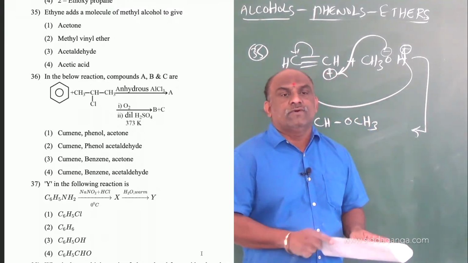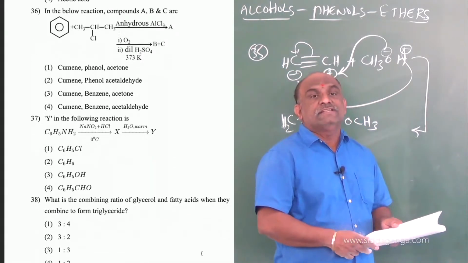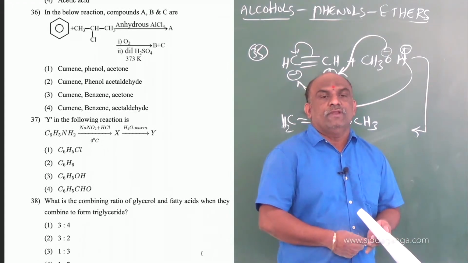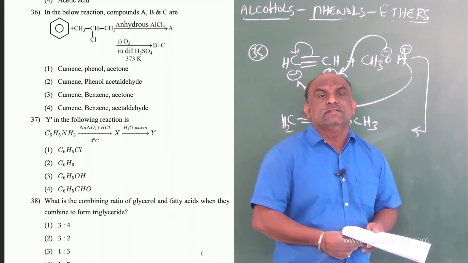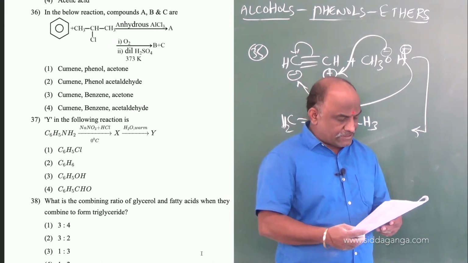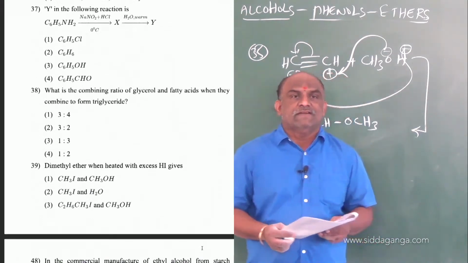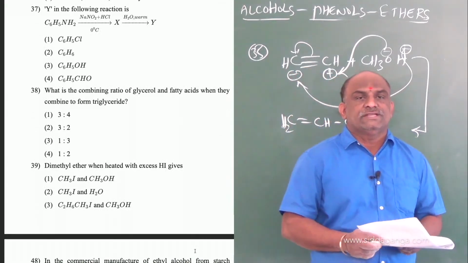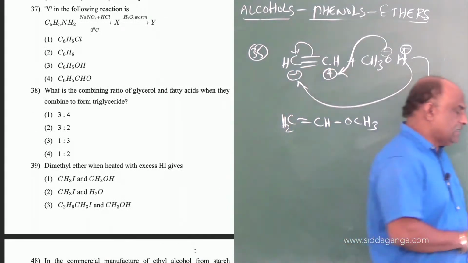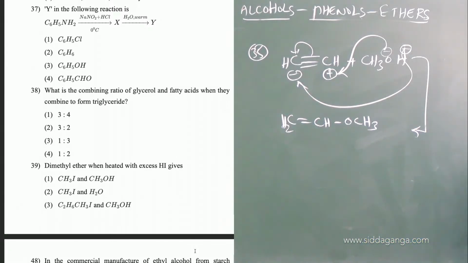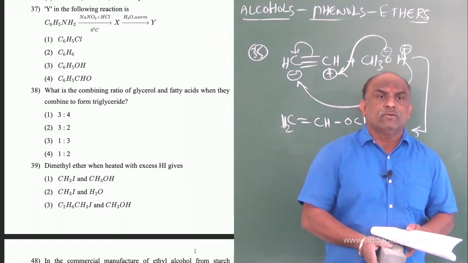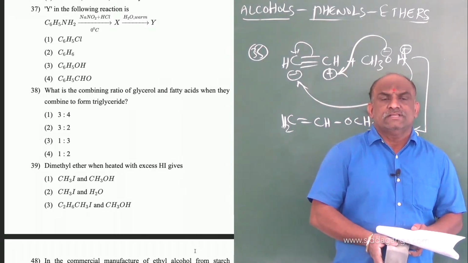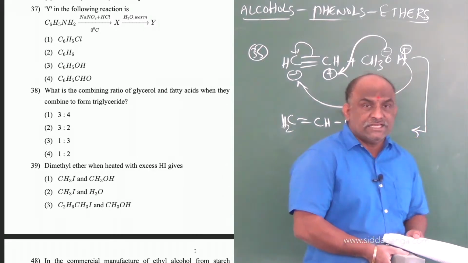And for question number 36, cumene, phenol, acetone, we already discussed it in the last class. Go through that class and you will get an idea about question number 36. Coming to question number 37, what is the product in the following reaction? It is a simple reaction. The starting material given is an aromatic primary amine, and the reagent given is NaNO2 plus HCl. NaNO2 plus HCl is a diazotization reaction.